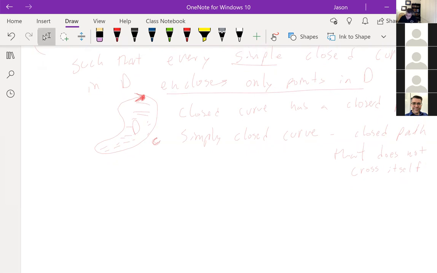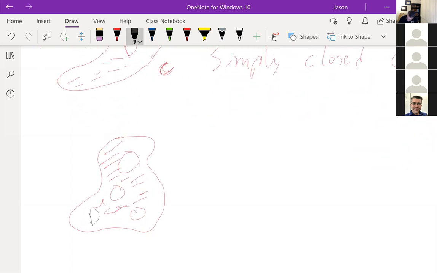So what's not a simply connected region? Well, what's not a simply connected region would be a region that has holes in it. We call this region D. Let me zoom in and use a different color. There we go, there's D. And so this has holes in it. So this is not a simply connected region.